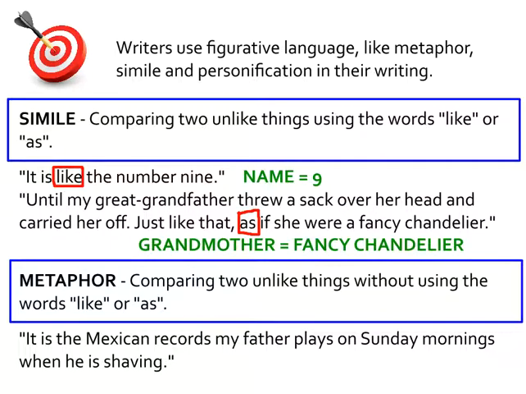Let's look at a metaphor. A metaphor is when we compare two unlike things without using the words like or as. Cisneros says, "It is the Mexican records my father plays on Sunday mornings when he is shaving." Here she's comparing her name to Mexican records. But notice, she doesn't say, "My name is like the Mexican records my father plays on Sunday mornings." She says, "It is." When an author compares something and just says it is but compares it to something totally unlike it, they're making a metaphor. They're using metaphor in their writing.